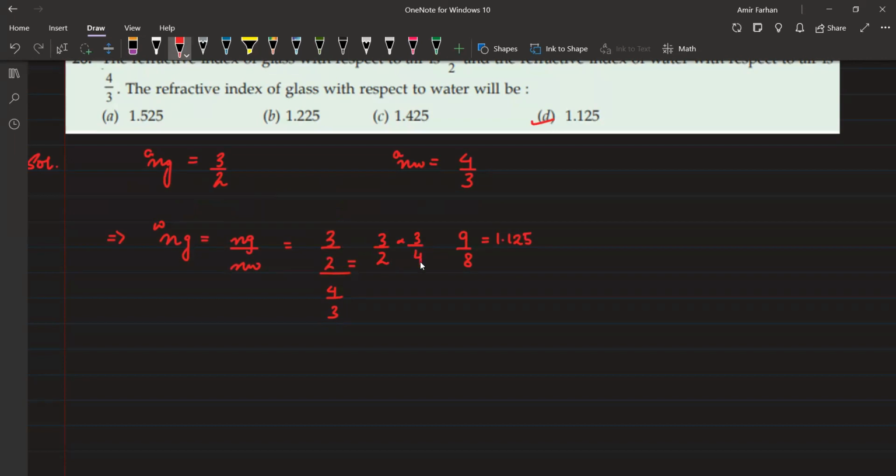Dekho, when we talk about the refractive index in terms of speed, we use the speed of the reference medium as the numerator, and the medium for which I have to calculate the refractive index will be in the denominator. That will be for the speed case. Am I clear to all of you?